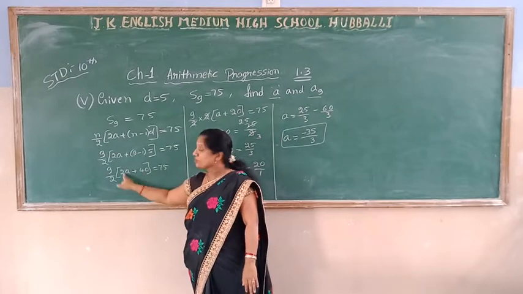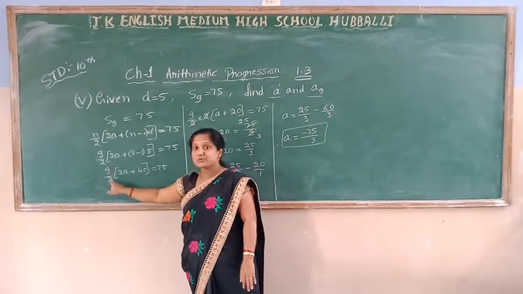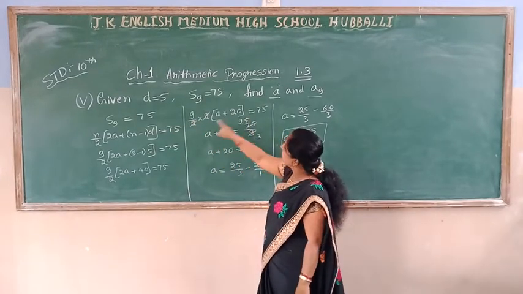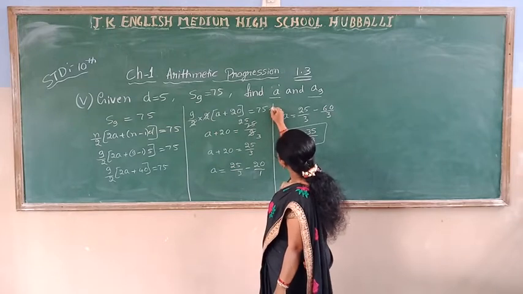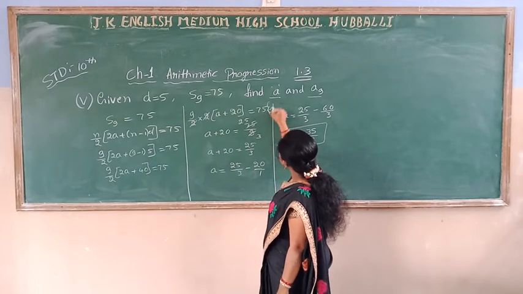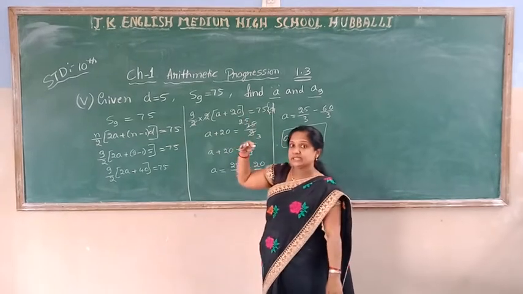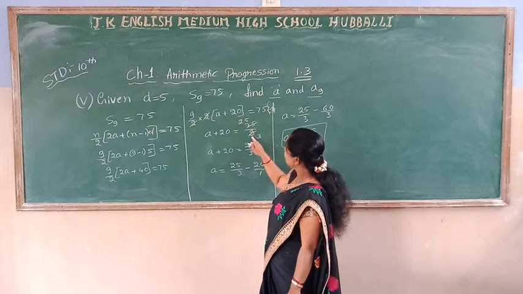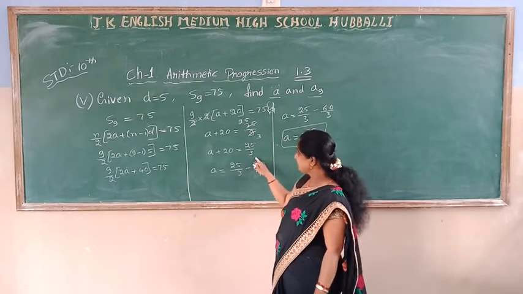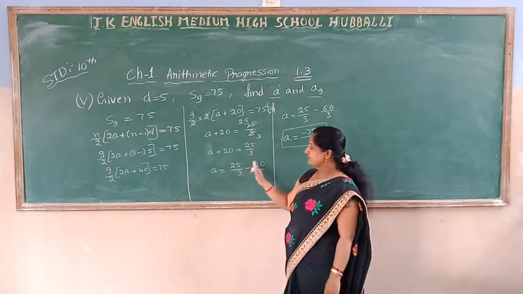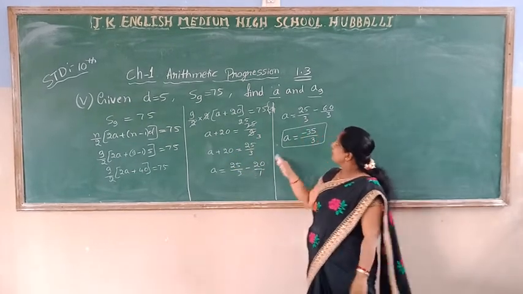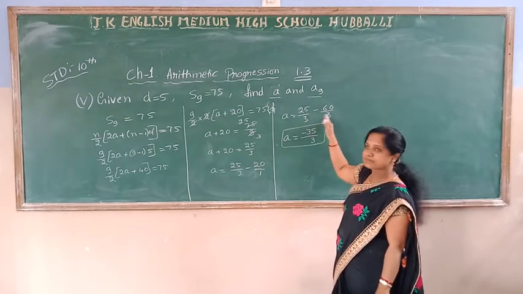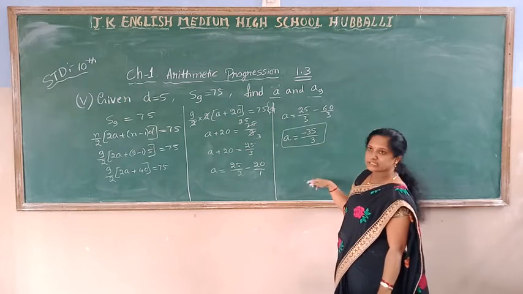In these two terms, I can take 2 as common, because 2 I can cancel and I will get a whole number here. Then I will get a plus 20 is equal to 75 by 9 if I divide both sides by 9, to cancel 9 on that side. After cancellation it becomes 25 by 3. Then 20 you take this side, it becomes minus 20. I find the value of a by taking LCM, as it is in the form of a fraction. So by taking LCM, I can subtract both. Then the a value I got is minus 35 by 3.